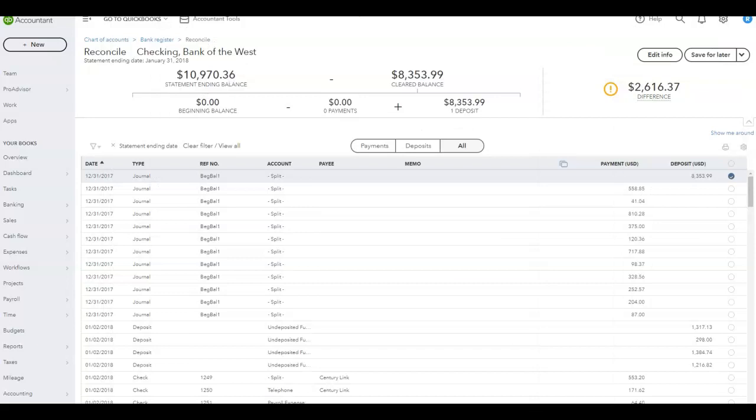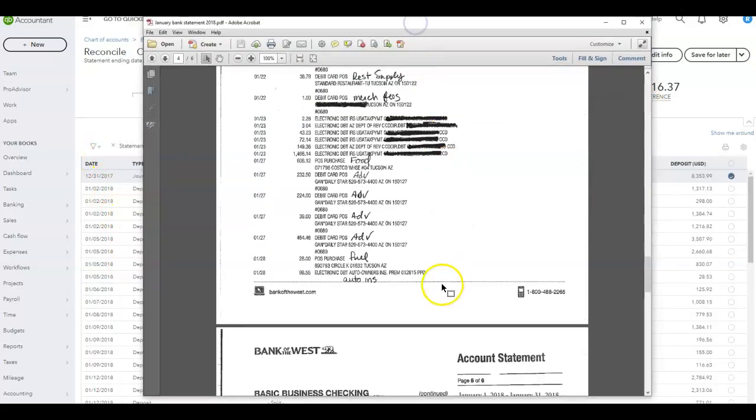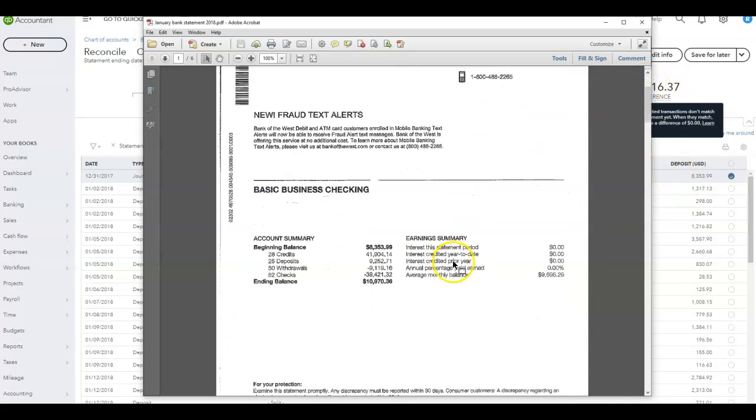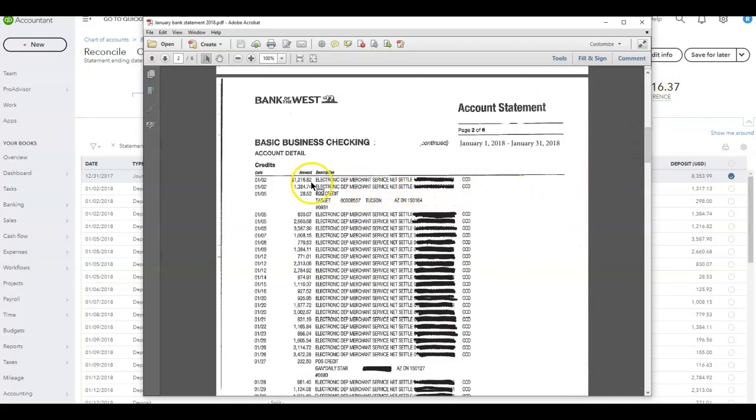So first, we probably want to do the deposits. So we're going to click on deposits. It's easier to do it this way if you click on deposits, because then you're only seeing the deposits. And you can also sort everything by any of these columns. I would recommend leaving it by date. So we're going to go over here to our deposits on the bank statement, and we're going to start checking them off.